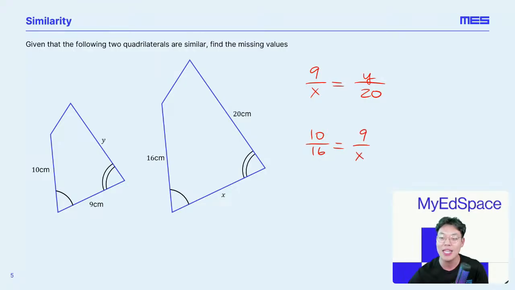Now, why did I use 9 and x first? Well, I used 9 and x first instead of y and 20 because I recognize that 20 is a bigger number. I like to work with smaller numbers. This goes the same for when I work with either positive or negative numbers.